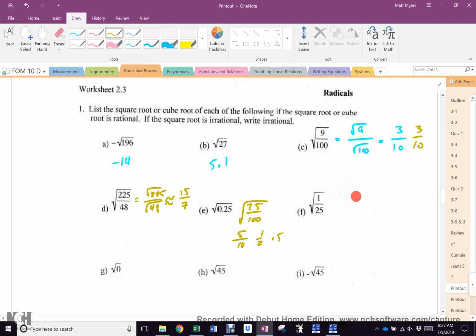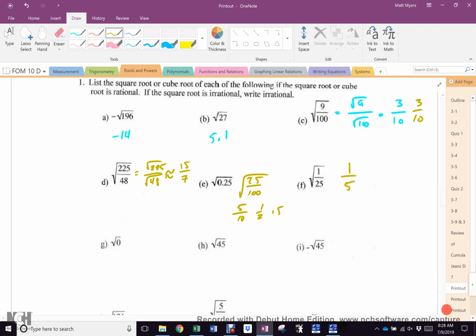What's the square root of 1 over 25? We've just done fractional square roots like 4 times. What's the square root of 1 over 25? We've just done it 4 times, ladies and gentlemen. One of the 30 of you can tell me the square root of 1 over 25. 1 over 5. Thank you. Square root of 0? 0, because 0 times 0 is 0.